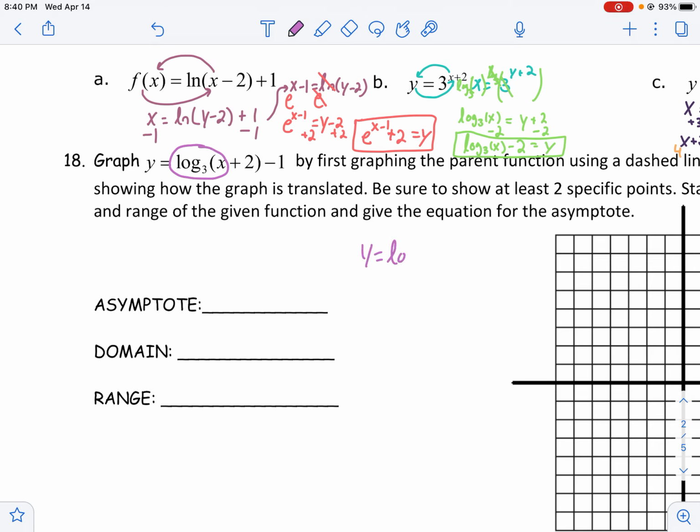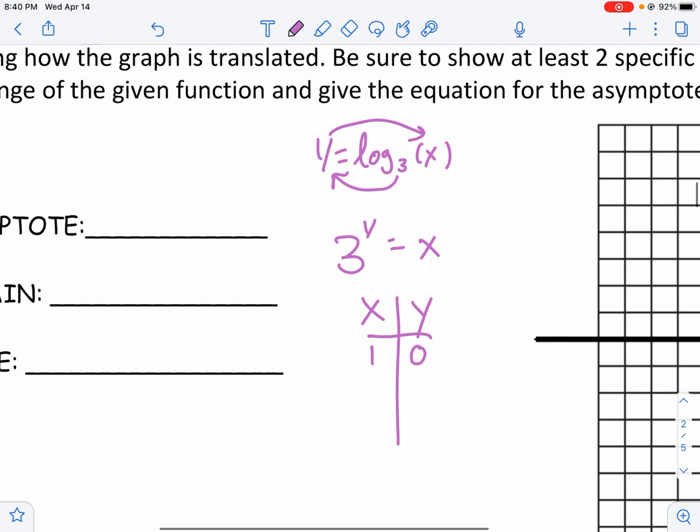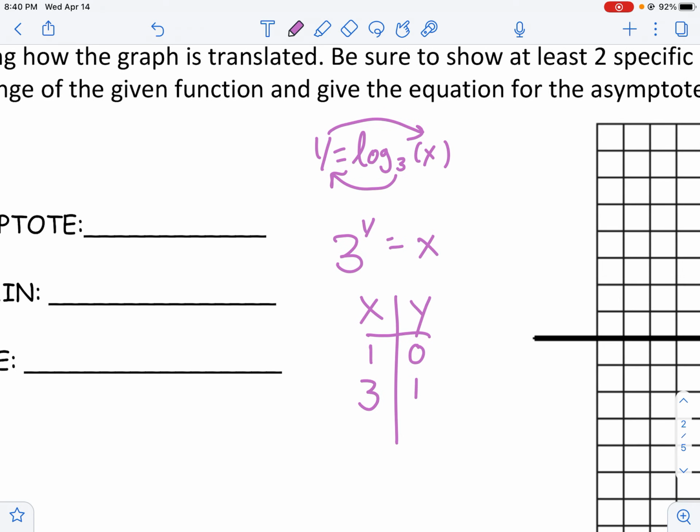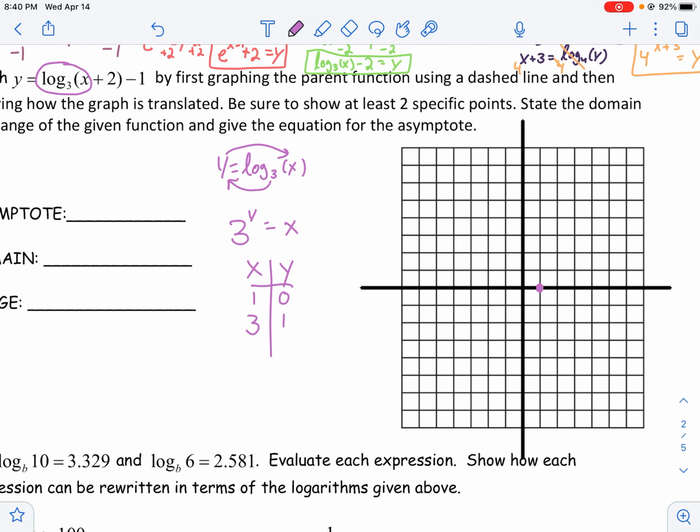So our parent function is just y equals log base 3 of x. And you can remember, if you need to switch this to exponential form, do it. So we have 3 raised to the y is equal to x. And then we're just plugging in some y values to get out good x's. And I always like to plug 0 in for y because that's going to give us out a 1. If you plug in 1 in for y, that'll give us out a 3. And then we can plot those 2 points. So 1, 0, and then 3, up 1. Remember, our vertical asymptote always starts here at x equals 0, and then it shifts with the horizontal shift.